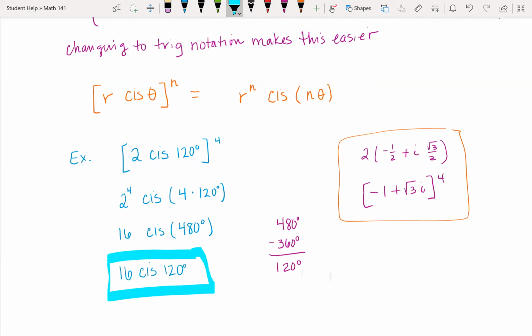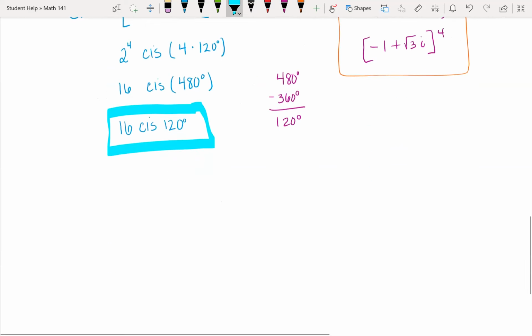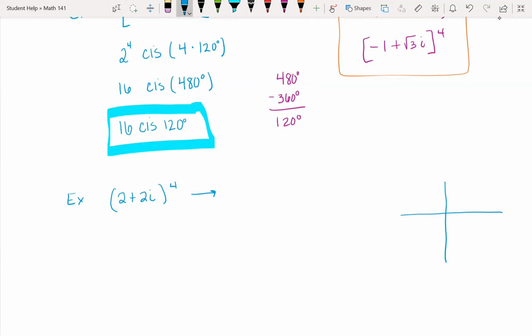Let's do one more like that. Let's look at 2 plus 2i raised to the 4th power. It's kind of what I was saying. This format makes it really complicated. I've got to multiply that out 4 times. But instead, what I'll do is switch this into trigonometric form. So this will switch into, let's see, 2 and 2. This is going to be a 45-degree angle here.